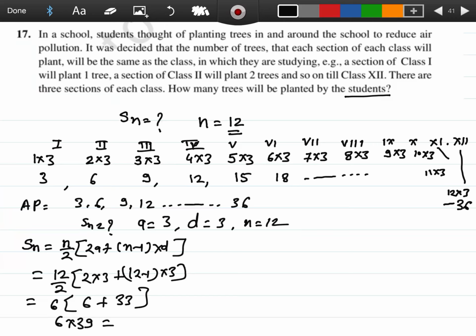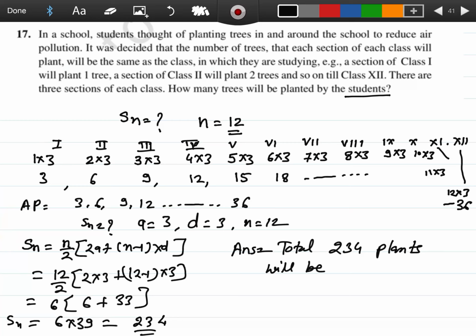So S_n is equal to 6 into (2 3s are 6 plus 11 3s are 33). That is 6 into 39 plants will be planted by the total of 12 classes. So 6 9s are 54, 6 3s are 18, plus 5 is 23, so 234 plants will be planted by all the 12 classes, or a total of 234 plants will be planted in the school from the classes.